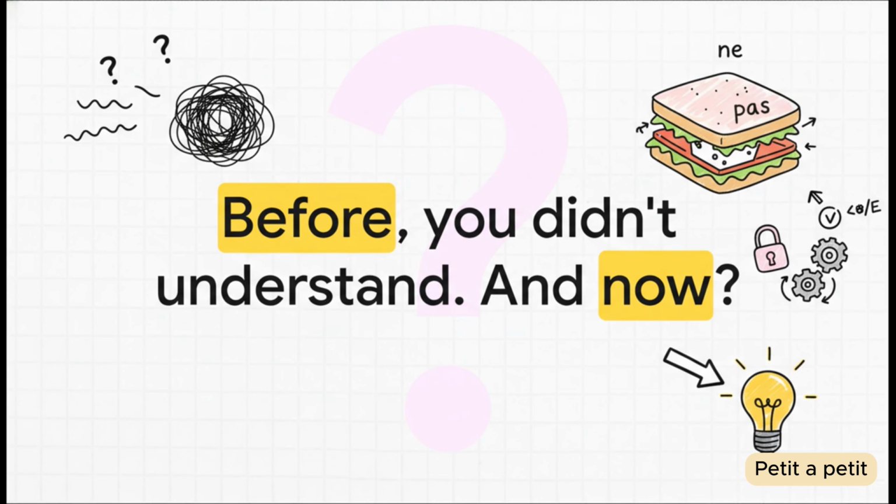So let's think back to the beginning. Before this, maybe you didn't quite get French negation. It probably seemed a little weird, a little complicated. But now? How do you feel now? Once you see it's just a simple sandwich with a couple of special toppings, that code suddenly becomes much, much easier to crack.